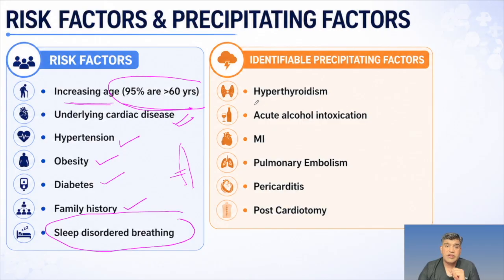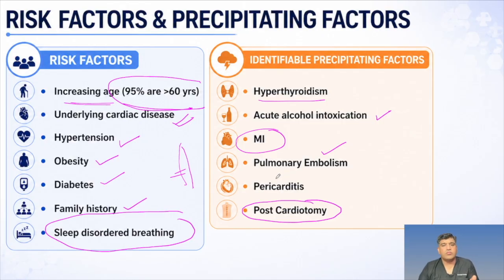What are the precipitating factors? These are the risk factors. What are the precipitating factors? Hypothyroidism, acute alcohol intoxication, myocardial infarction, pulmonary embolism, pericarditis, and post-cardiotomy. Post-cardiotomy means post-cardiac surgery. The heart is handled, so it causes arrhythmia, and in those settings the most commonly occurring arrhythmia is again atrial fibrillation.